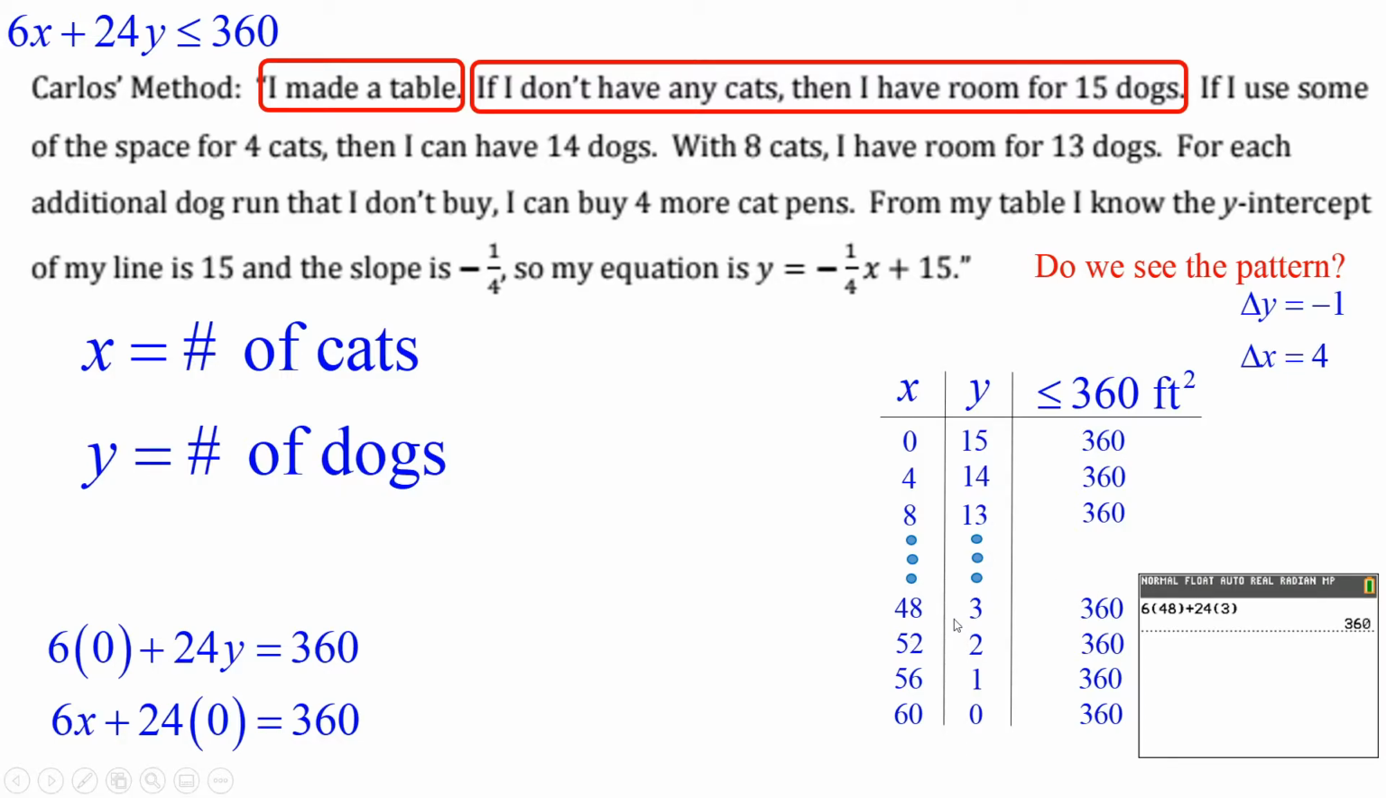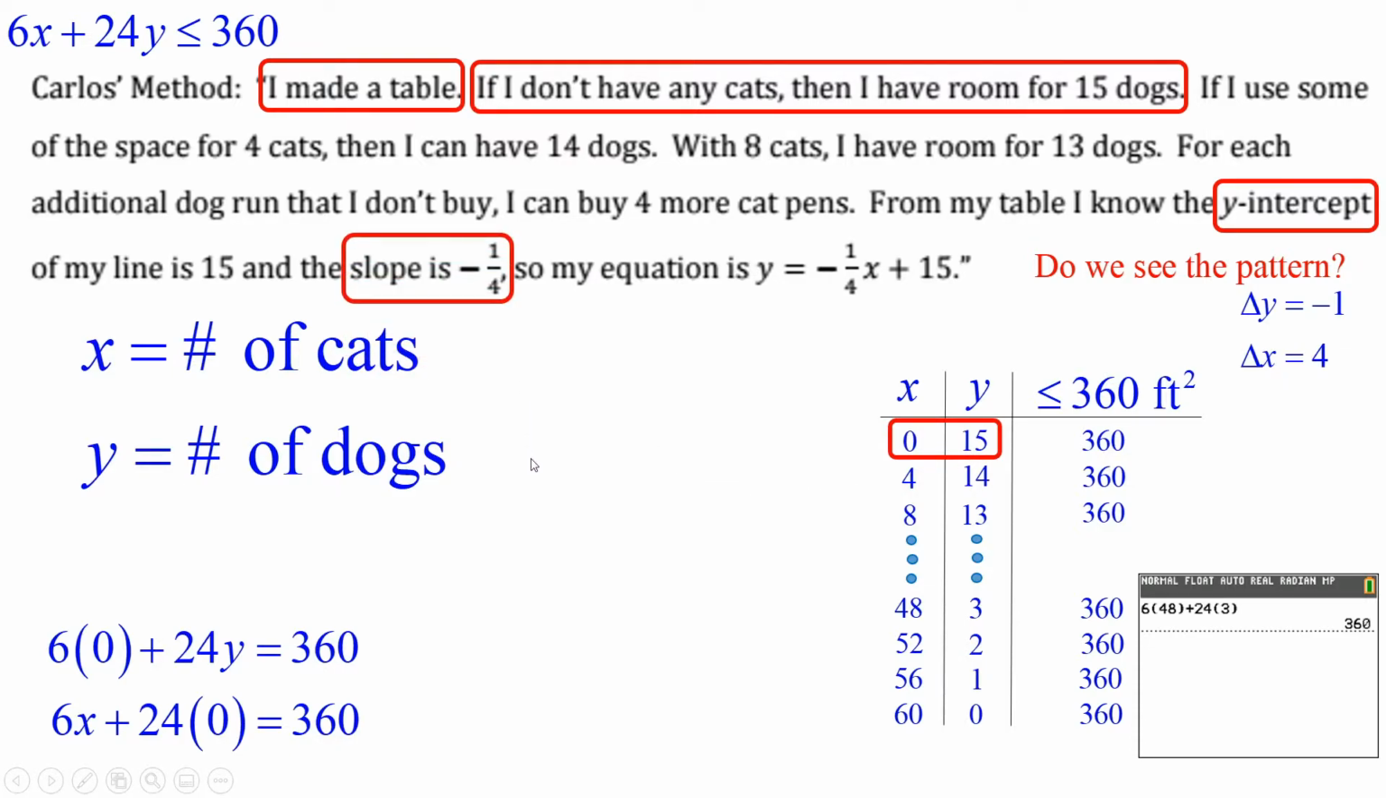Now with this table, Carlos should be able to come up with an equation for the boundary line. So, the y-intercept. You know when x equals 0, we have the y-intercept. So the y-intercept is 15. And then what else do we need? The slope. And we better read what Carlos said. From my table, I know the y-intercept of my line is 15, and we see that right there with that ordered pair. When x equals 0, y equals 15. And the slope is -1/4.